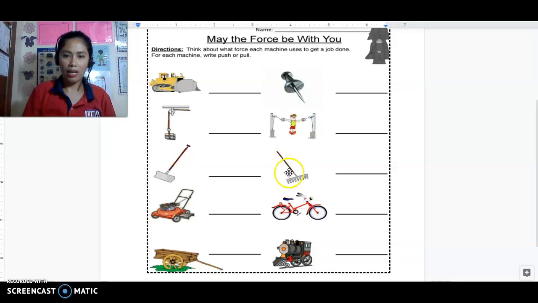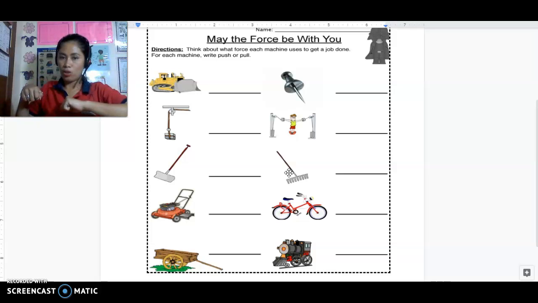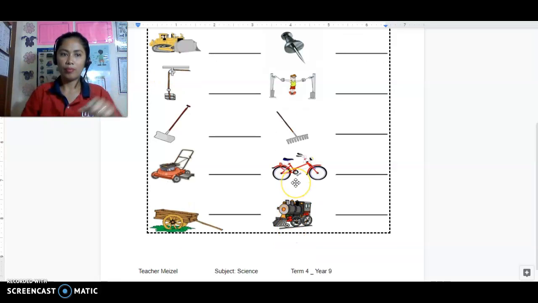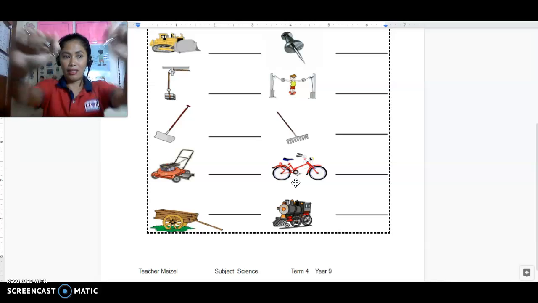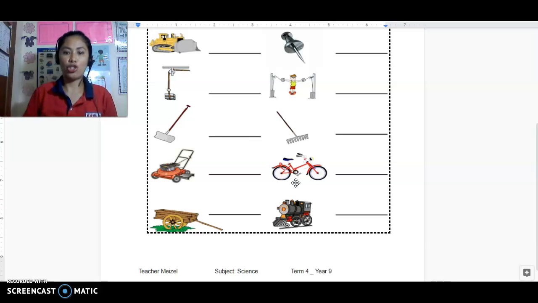How about the rake? Do like this. So there are two actions for this rake. And the bicycle, we do it with our feet, or we can do either like this or like that. And the train also. All right, that will be all.